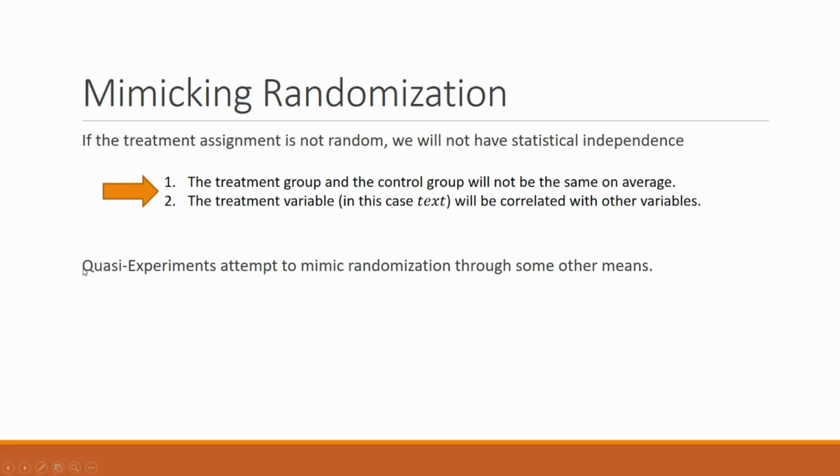But just in general, what do quasi-experiments do? We try to mimic randomization by some other means. And we're going to talk about several different ways of doing that over the next couple lectures, starting today. All right, so that's the first part of this background.